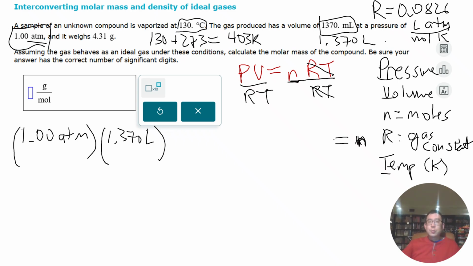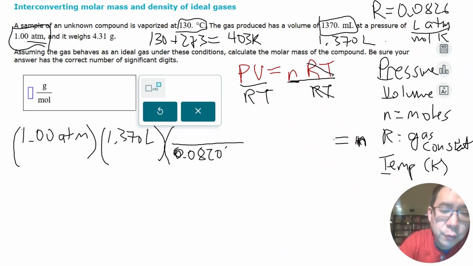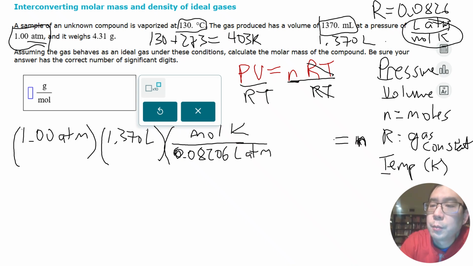And then I'm writing it out this way because I want to show you something about the units, right? R is 0.0826 liter atmospheres per mole Kelvin. But it is in the denominator, so that means I'm dividing. And if I divide, it's the same as multiplying it and putting it in the basement, right? So mole Kelvin goes on the top, liters atmospheres on the bottom. Because I'm dividing everything, the number and the unit all get flipped.